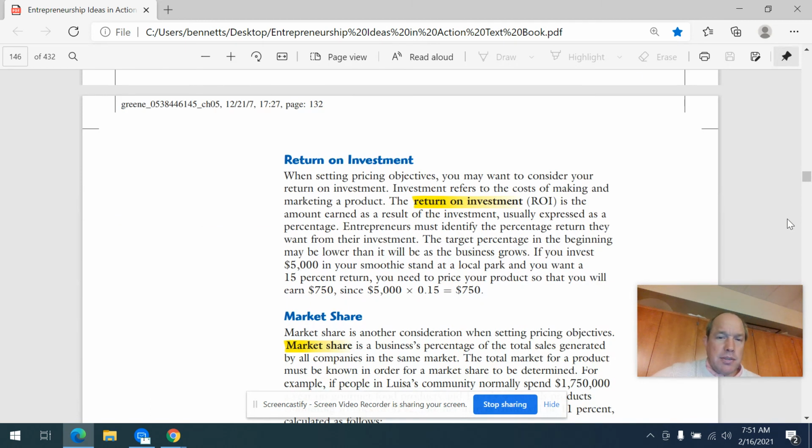The return on investment section there on page 132. Drew Fiddler, are you out there? Drew Fiddler, can you talk to us about return on investment?